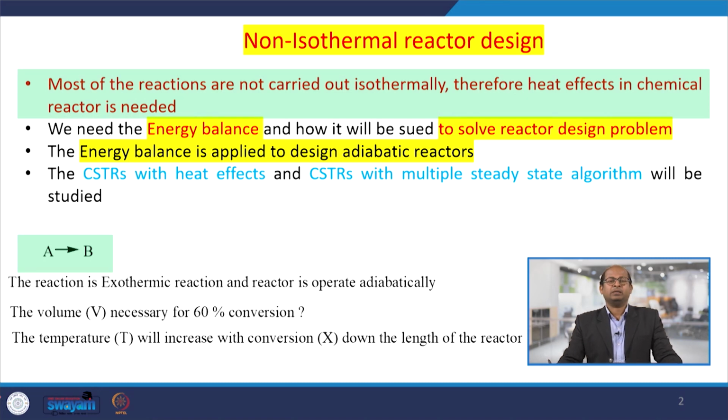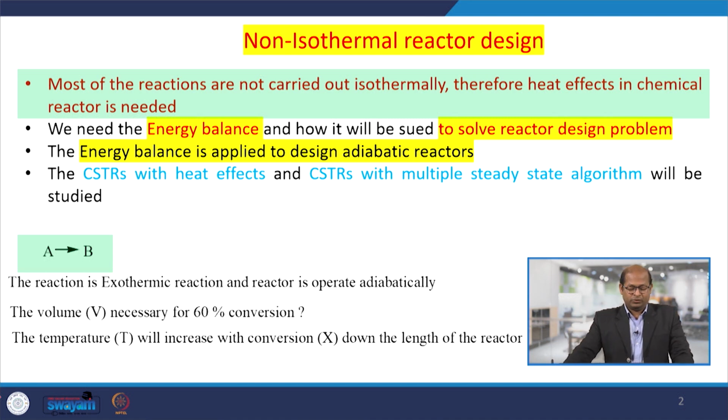In non-isothermal reactors, most of the reactions that are carried out industrially are not carried out isothermally. Therefore, the heat effect in the chemical reactor is needed. So, we need the energy balance and how to use it to solve reactor design problems. The energy balance is applied to the design of adiabatic reactors.